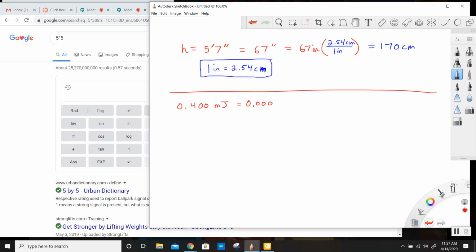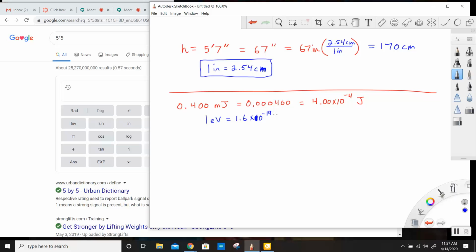That would be 4 times 10 to the negative 4, because my decimal moved to the left. So now we have it in terms of joules instead of millijoules. Now what if I wanted to turn that into electron volts? I need my conversion factor, the same as with inches and centimeters. The conversion factor is that 1 electron volt is equal to 1.6 times 10 to the negative 19 joules.